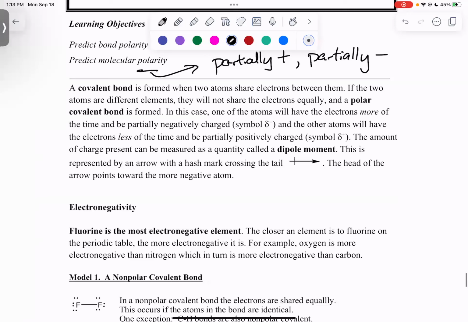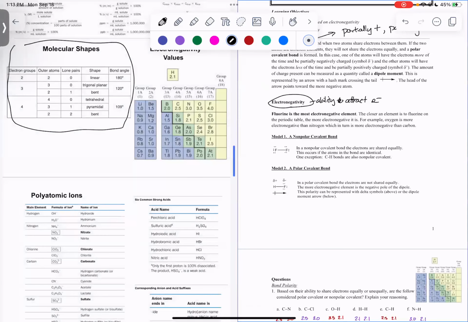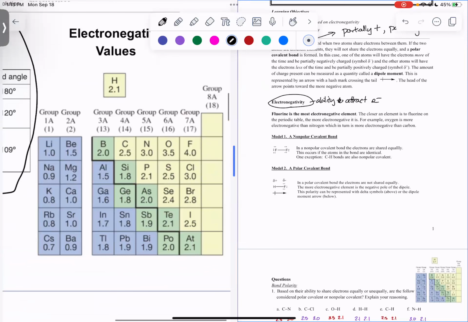We can indicate this in many different ways, but the reason why part of the molecule is a little bit positive and part of the molecule is a little bit negative is because not all atoms are created equal. Each atom has its own unique ability to pull electrons away from other atoms. And so we say that that's its electronegativity. This is its ability to attract electrons, right?